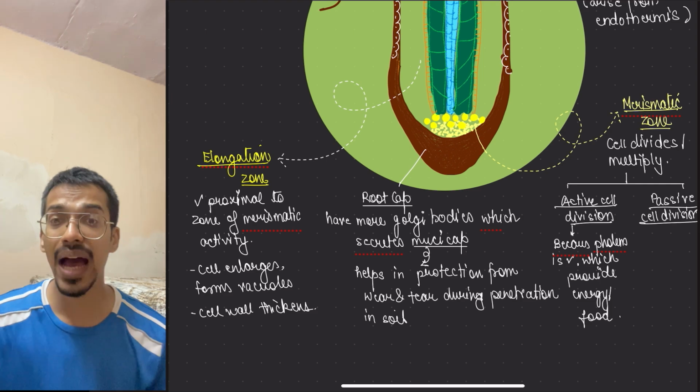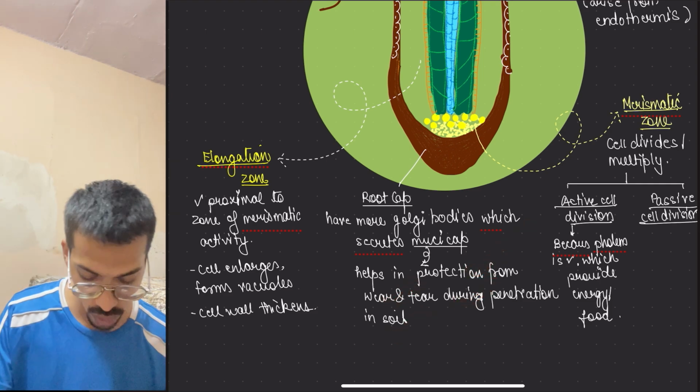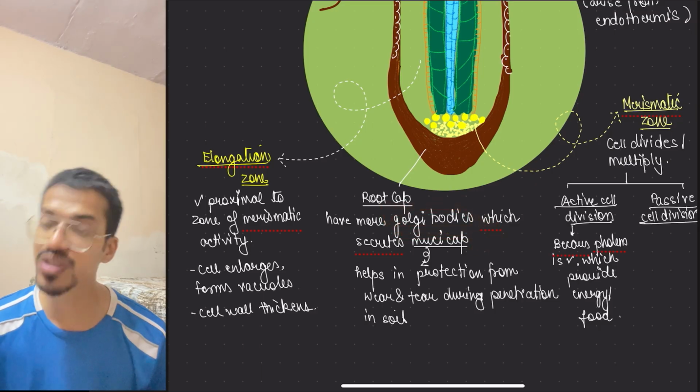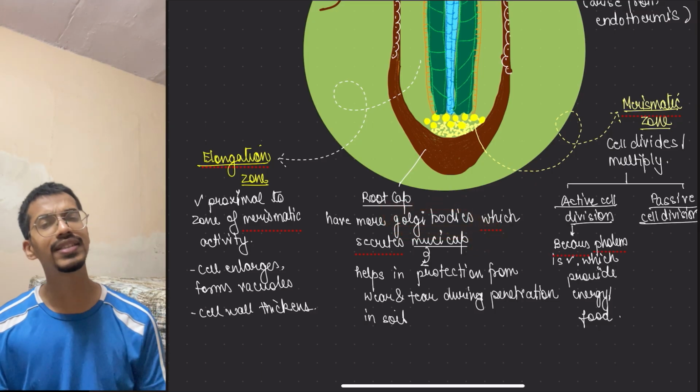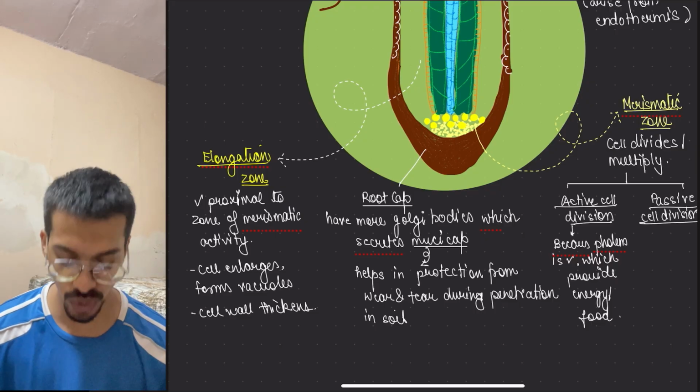Now this cap is what? It provides protection from the wear and tear during penetration of the soil. It has what? More number of Golgi bodies which secrete mucilage. Golgi bodies are what? These are cell organelles. We will learn about it and you will understand it much better over there.